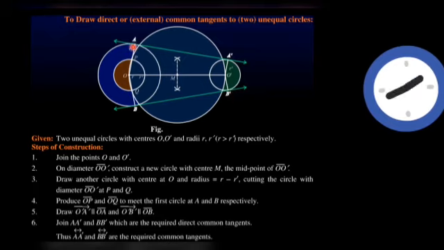Now we join A with A prime and produce it both ways. Similarly, join B with B prime and produce it both sides. Therefore, AA prime and BB prime are the required common tangents of these two unequal circles.